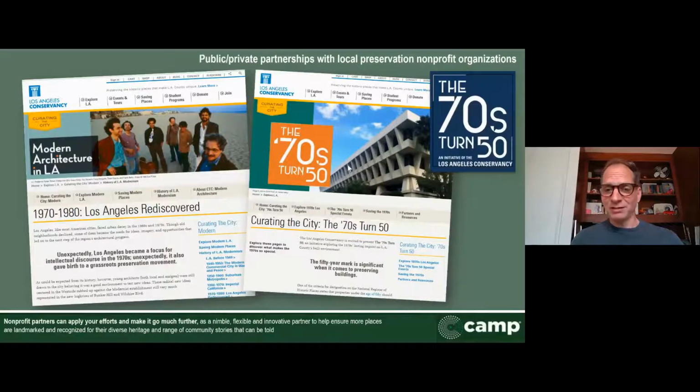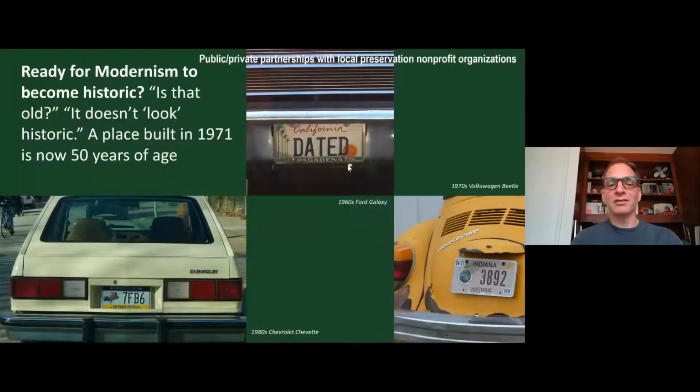but it's time. Chris showed pictures of cars. I've got cars too for a different purpose, with this idea that cars are more readily accepted as being historic earlier than historic buildings. But here in Pennsylvania, a 1984 Chevy Chevette is now historic. So we may not be at the 1980s yet, but we need to start looking at the 1970s because they're now coming of age.